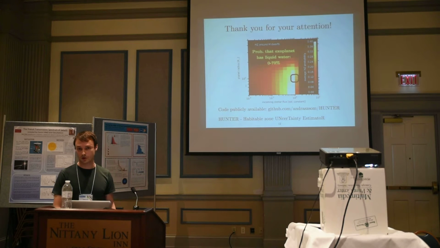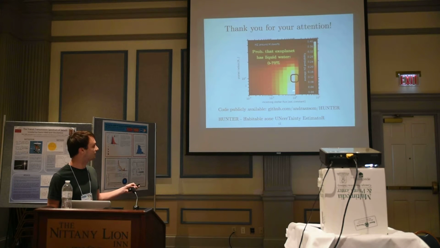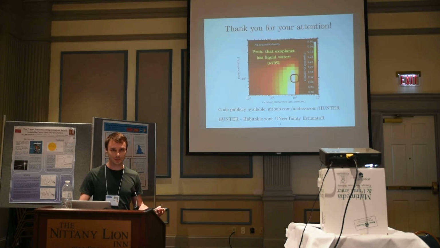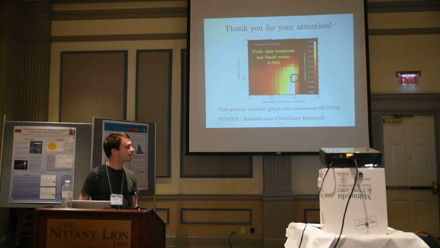Okay, so the code is on GitHub. You can download it and plug in your own PDFs or your own observational data. Just play around with it. It's called HUNTER, the Habitable Zone Uncertainty Estimator. And with that, I thank you for your attention.